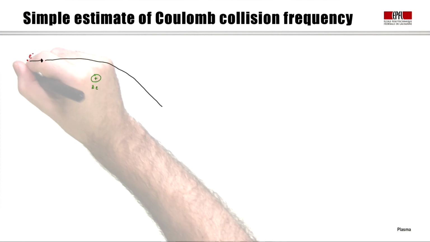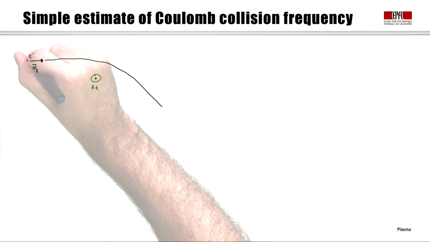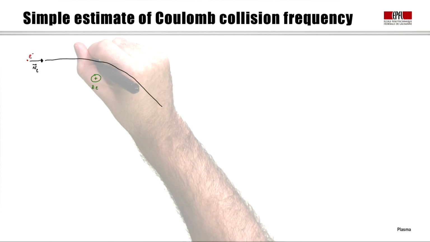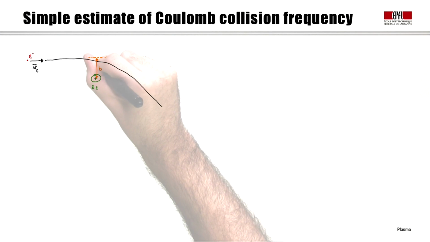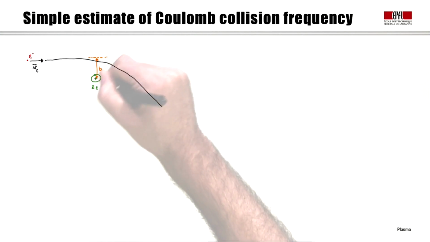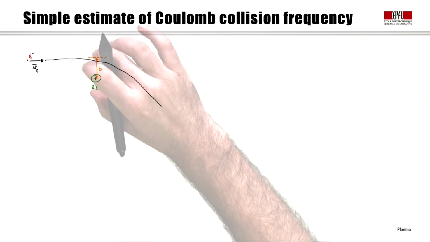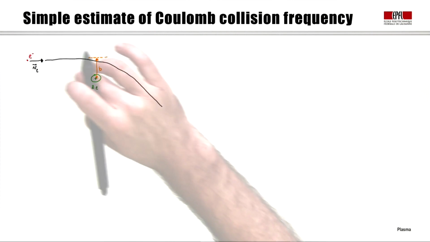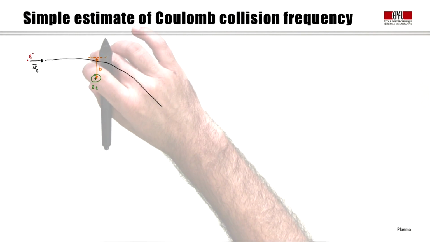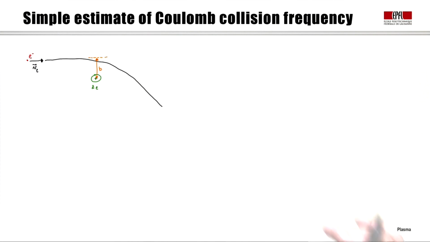We will call v_e the initial velocity of the electron, and we will denote with b the distance that I have pointed out here. Basically, the impact parameter, the shortest distance at which the electron and the ion would be if the electron's trajectory was not modified.